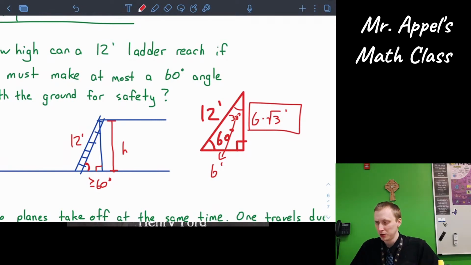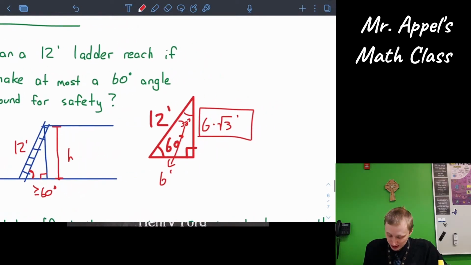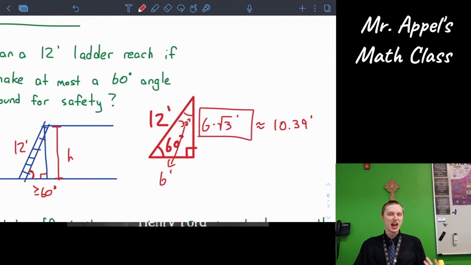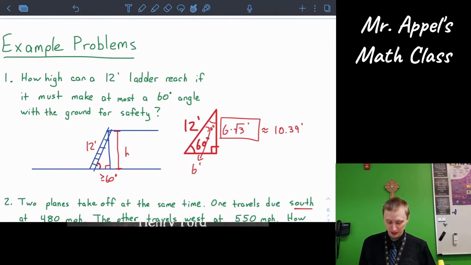And if you want to know, okay, what actually does that mean? Give me a decimal approximation. We can just pull out the calculator. 6 times 3 square root is about 10.39. Okay, almost 10.4, a little under 10.5 feet or so, right? That's how high you can reach. Any questions on that problem?